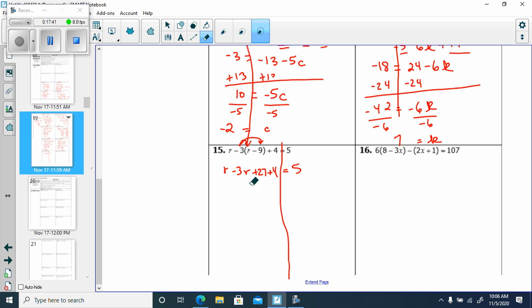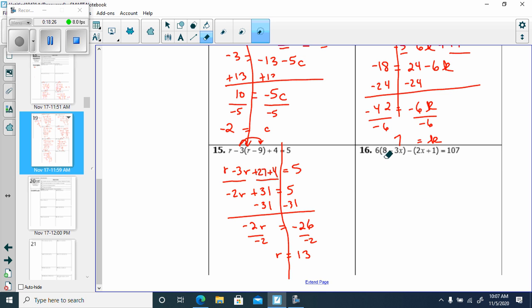Let's collect like terms. Let's pull all of our r's together. I have r minus 3r, which gives me negative 2r. I have 27 plus 4, which gives me, what, 31? Equals 5. Now, guys, I need to subtract 31 from each side. Negative 2r would give me, let's see, negative 26, right? Divide both sides by negative 2, and r would give me 13, correct?